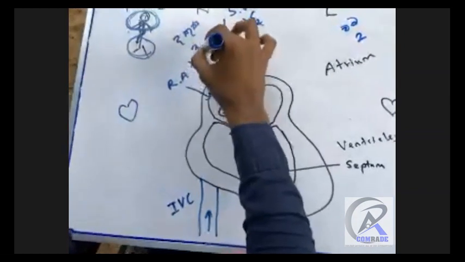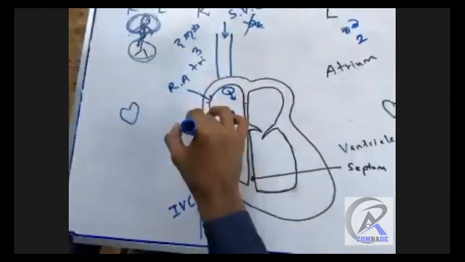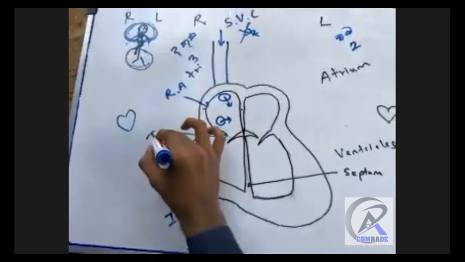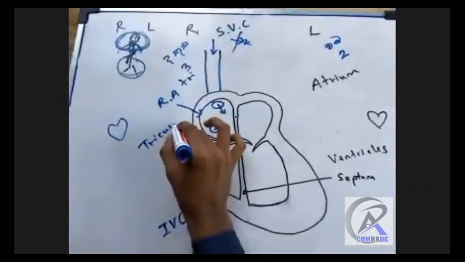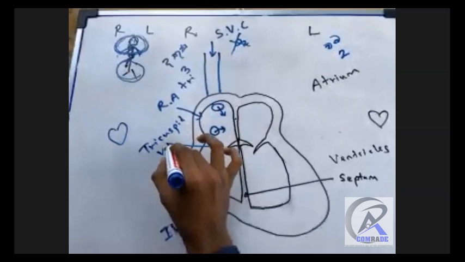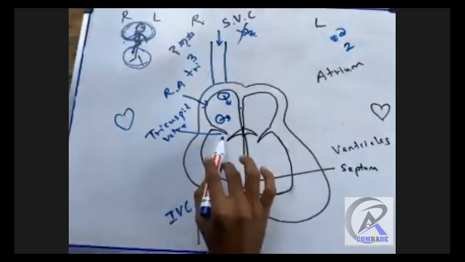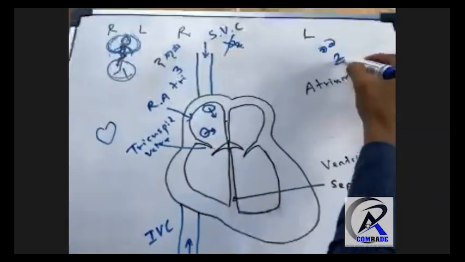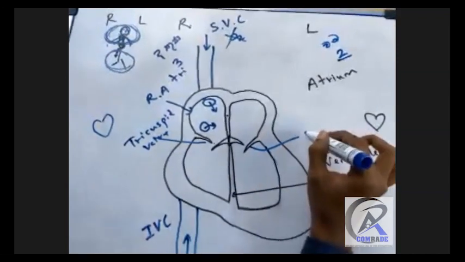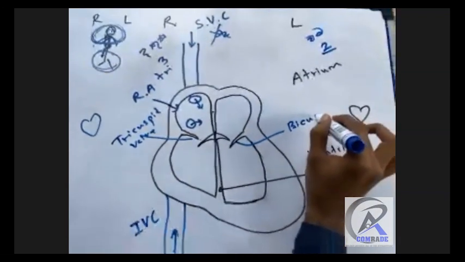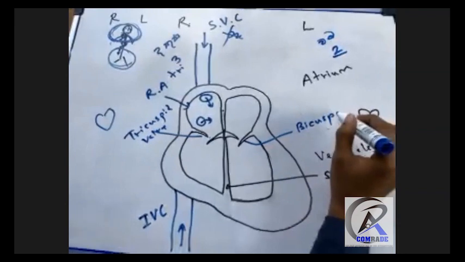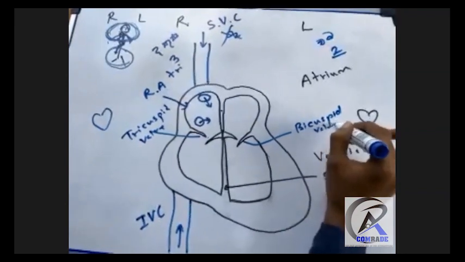That means tricuspid valve. This valve is known as the tricuspid valve. And if there are two letters on this side, the valve is known as the bicuspid valve or mitral valve.